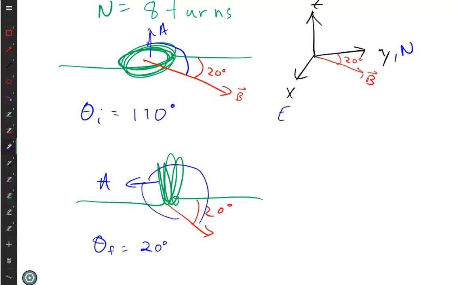So I wanted to make sure I gave you that information. One more thing that can be tricky. For part A, it asks you about the change in flux through a single loop. So even though there's 8 loops, I'm just going to take the BA for the flux, not NBA. For part B, it asks you for the induced EMF. Well, then you have to put the N times the change in flux over change in time.